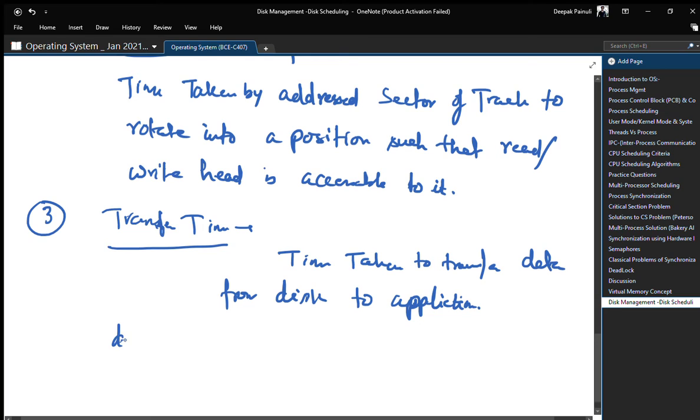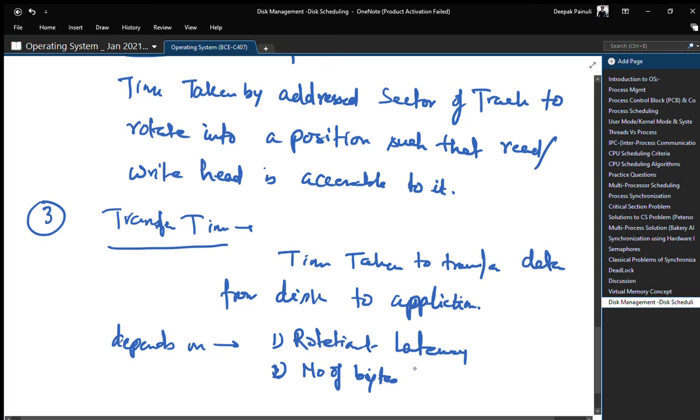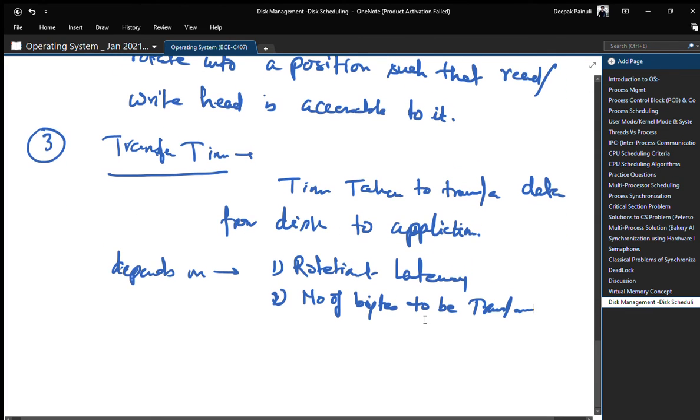It depends on, one, the rotational latency which was defined earlier, and second, the number of bytes to be transferred, because the time taken by rotational latency plus the total number of bytes we have to transfer, because there is a limitation on the transfer rate, right? The disk read write head has a limitation on reading and writing speed, so reading speed matters a lot. So total transfer time will be the time taken to transfer data from disk to application. So these two factors are considered under the transfer time.